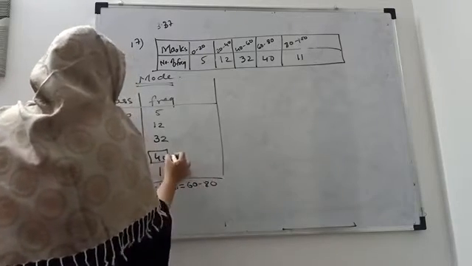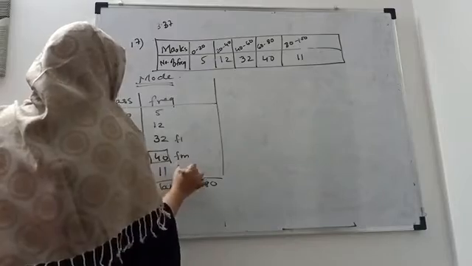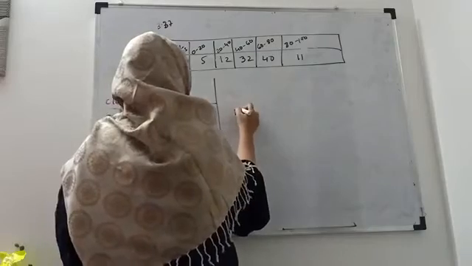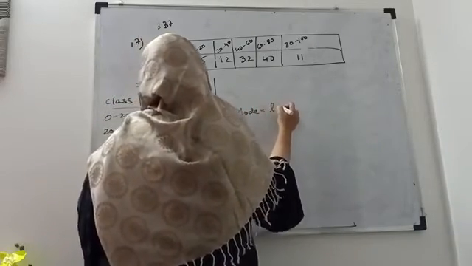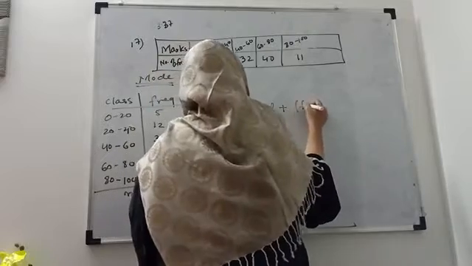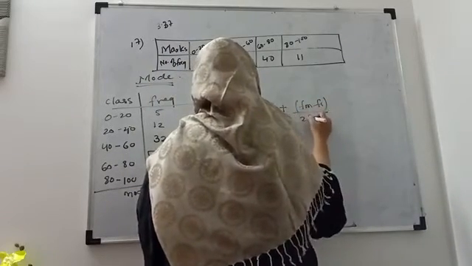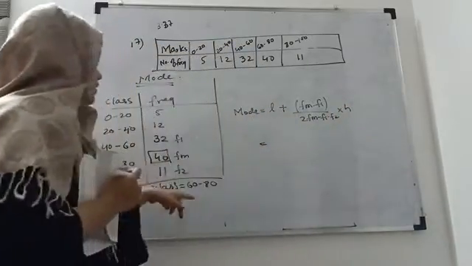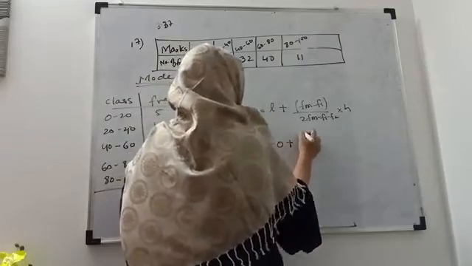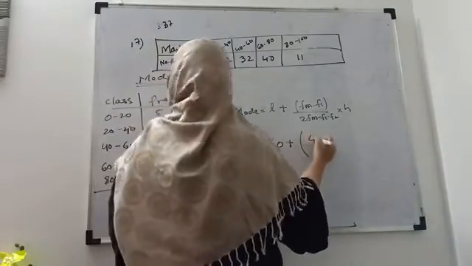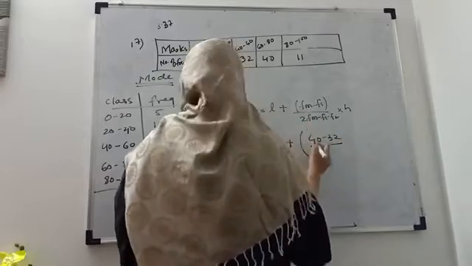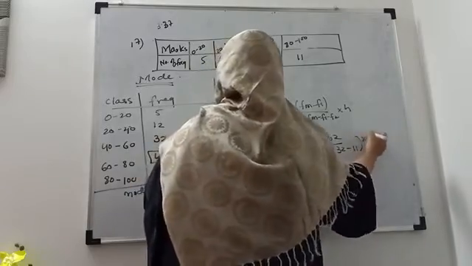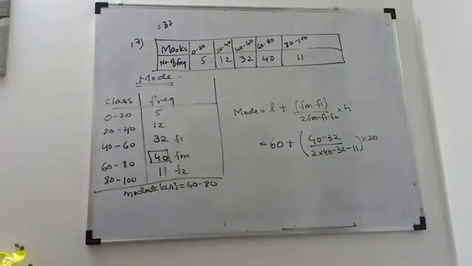60 to 80. This is Fm, this is F1 and this is F2, and the width is 20. Therefore the formula is mode is equal to L plus (Fm minus F1) divided by (2Fm minus F1 minus F2) into h. What is the lower bound? It is 60, right? 60 plus (40 minus 32) divided by (2 times 40 minus 32 minus 11) into 20. Okay, so now we'll do the calculation.